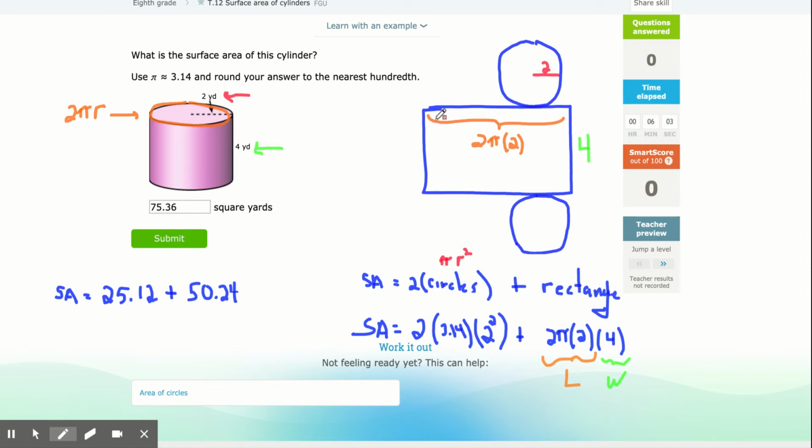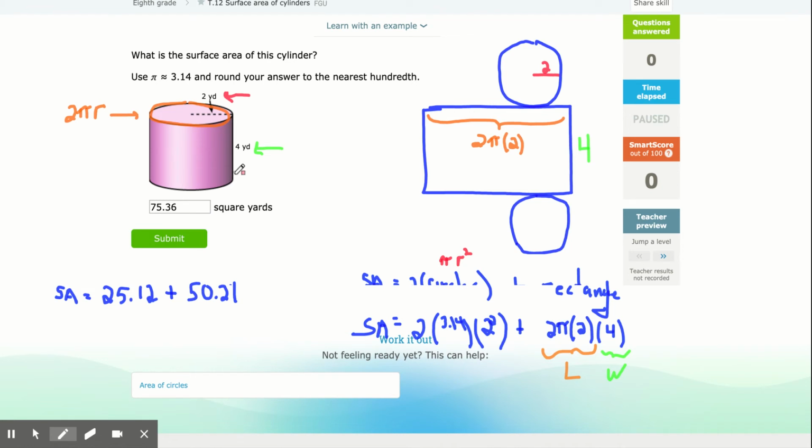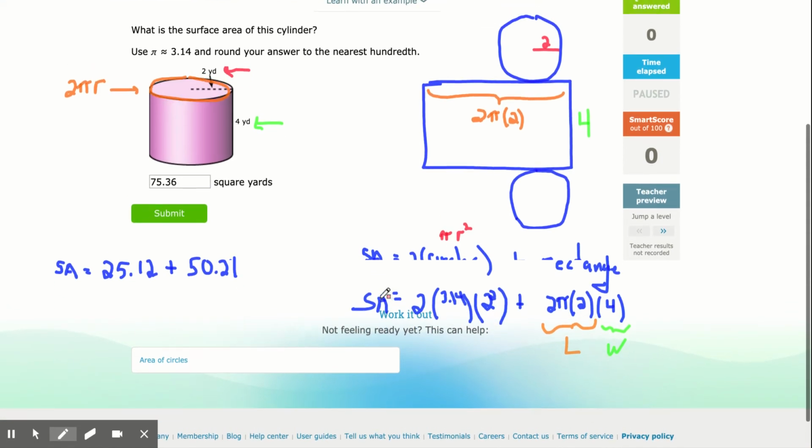And then I'm going to add that to the area of the rectangle. Now, the rectangle has a certain length and a certain width. The width is basically the same as the height of the cylinder. So here's the height of my cylinder, which is 4. And then what happened? It kind of went weird, didn't it?